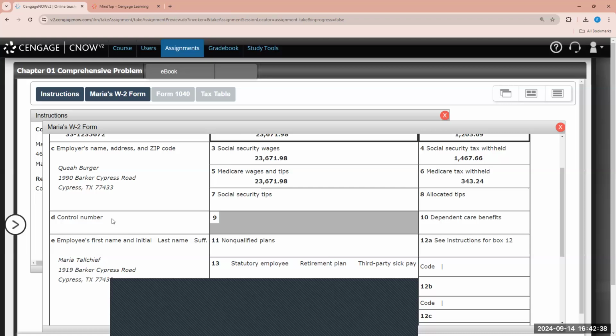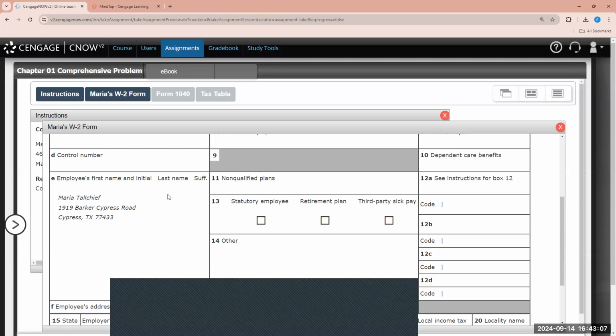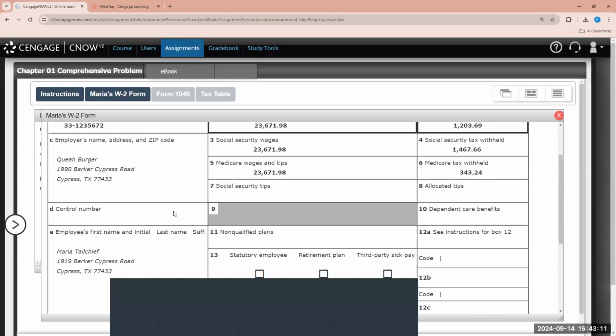D, control number. Some companies' information is input here, but for the most part, it has no bearing on the tax return. But one thing that I have seen is that with programs like TurboTax, with the control number, you can use that to essentially have the information that's reported on your W-2 automatically imported. So just keep that in mind. But for the most part, again, it has no bearing on the tax refund or the tax liability. E contains the employee's first name, their last name. So all of the employee's information.